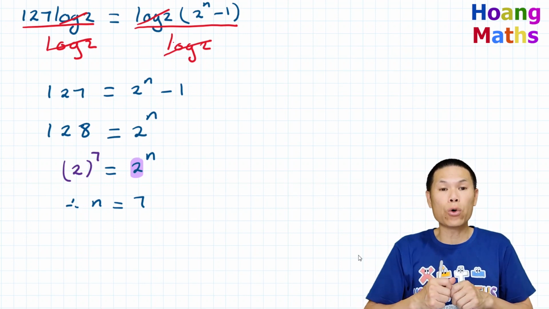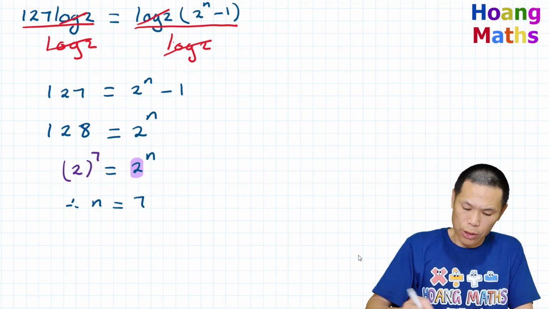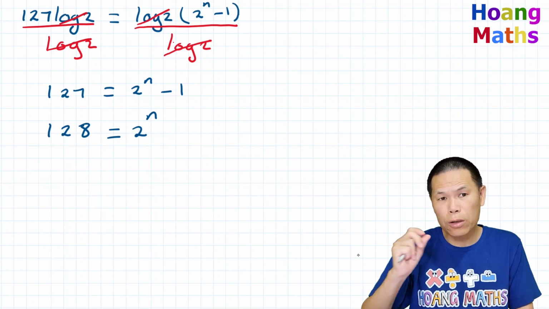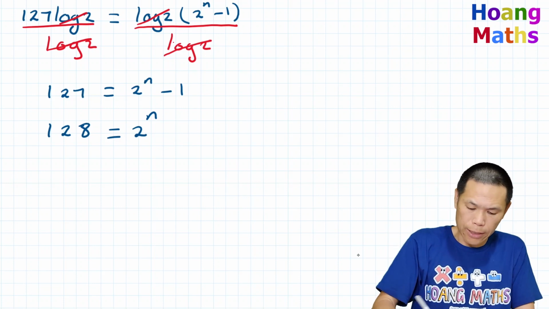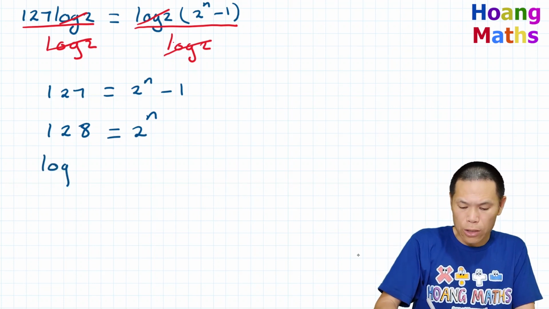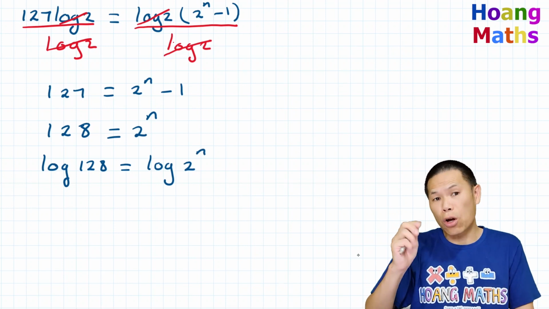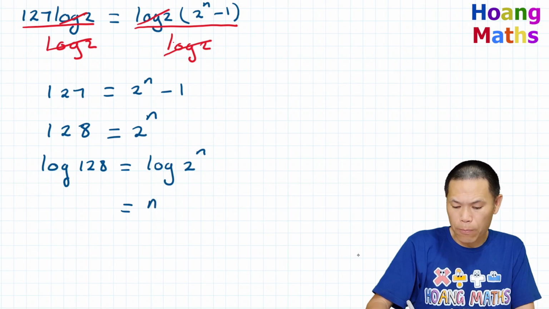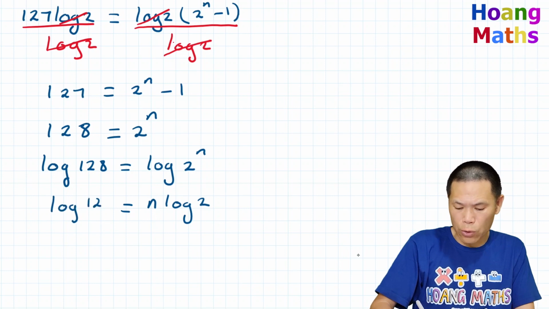Of course, you can use log law if you like. In fact, let's try using log law and see what happens. So let me clear this. By using log law, I take log base 10 on both sides. Of course, you can take log base e, any base you like. In this case, I just take log base 10, so log means base 10. So log of 128 equals log of 2 power of n. By using the log law, the n we can bring in front. So this is exactly the same as n log of 2. This is log of 128.